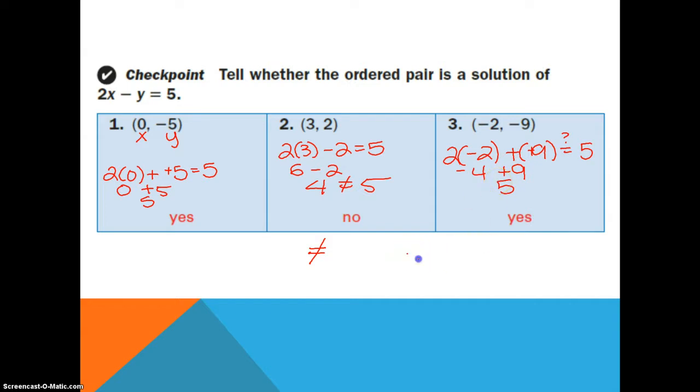By the way, sometimes you may see that they ask you the question with a semicolon, and then they'll give you the ordered pair. Just be careful because they're asking you if it checks, not what the solution is.